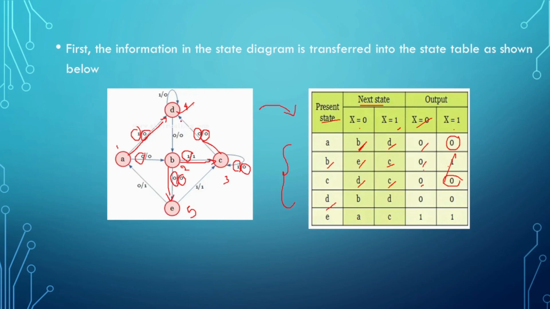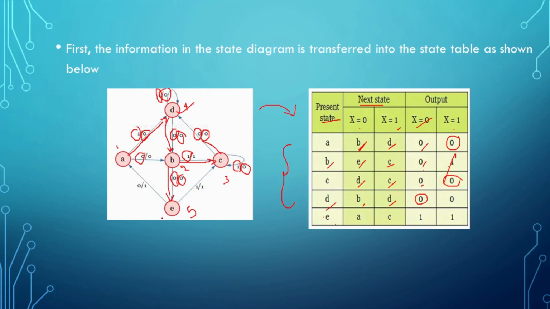For D, when input is equal to 0, what will be the next state? The next state here is B. When input is equal to 1, what will be the next state of D? See here, the curve mentioned is the D state itself. So you need to write here D. Afterwards, when input is given as 0, the output of D is 0. So we will mention here 0. When input is given as 1, the output of D is 0.